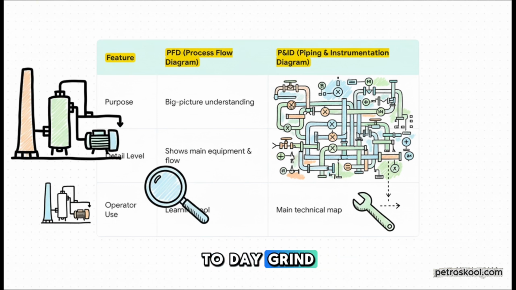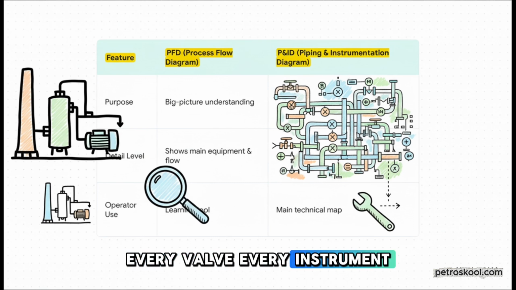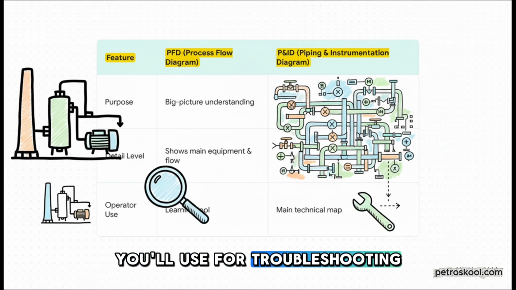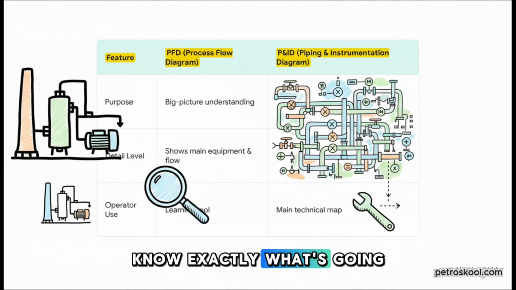But for your day-to-day grind, you'll be using the P&ID, the piping and instrumentation diagram. This is your detailed street-level map. It shows every single pipe, every valve, every instrument. This is the tool you'll use for troubleshooting and tracing lines when you need to know exactly what's going on.